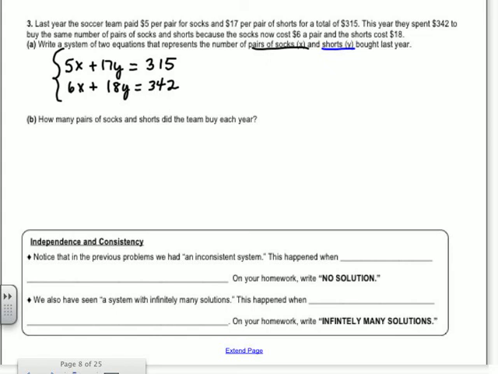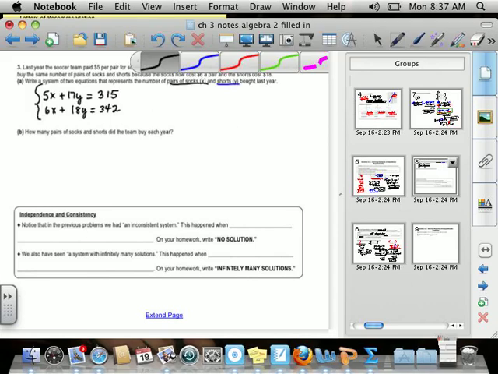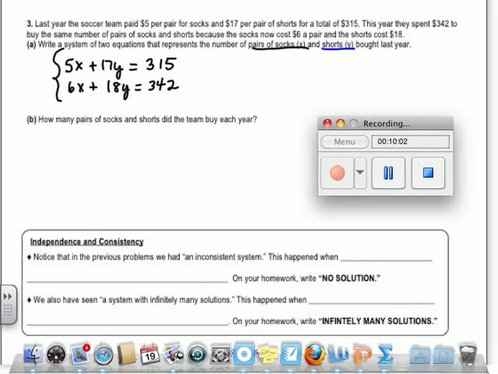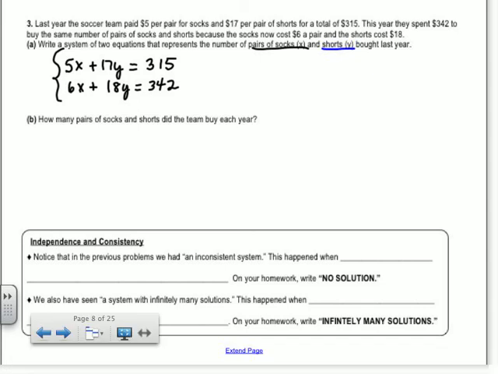B, how many pairs of socks and shorts did the team buy each year? So go ahead and try to solve this one. So use your calculator. Go ahead and try to solve. So what did you guys do to solve this one? Elimination. Did you multiply by 17 and 18? No. You went with the smaller numbers, definitely.